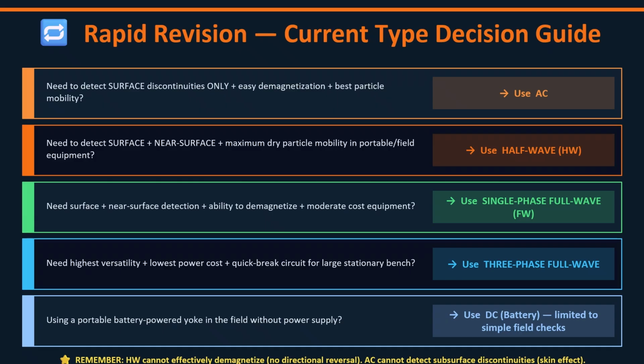How deep might it be? What field direction is needed? What particle system is being used? Can the component retain magnetism? And what will the downstream process require after inspection?